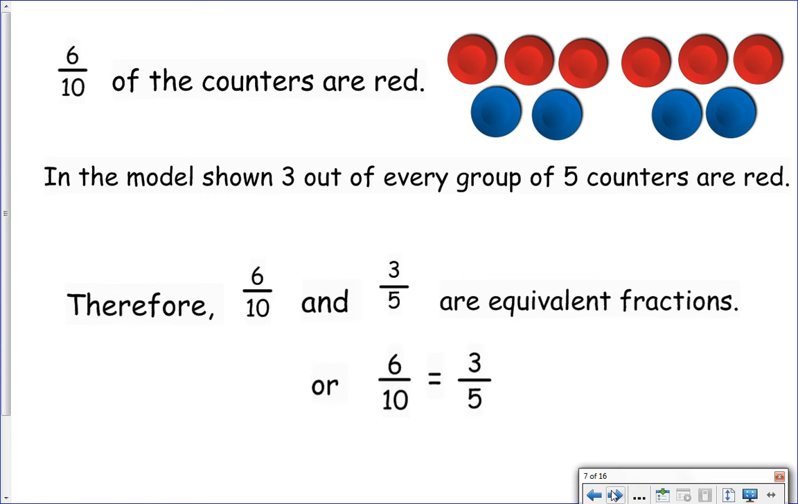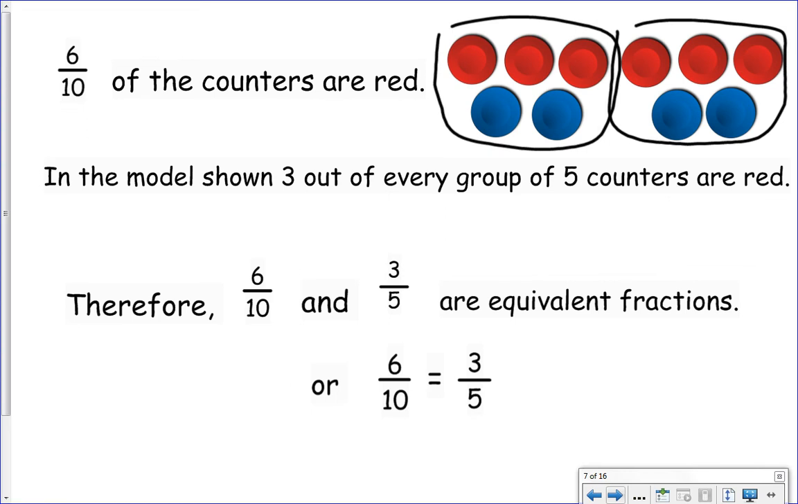Okay. Here again, we've got 6 out of the 10 counters are red. So I have a total of 10 counters. I basically have 2 groups of 5 counters, which 2 times 5 is 10. Okay. So in the model shown, 3 out of every group of 5 counters are red. Okay. This would be 3/5.